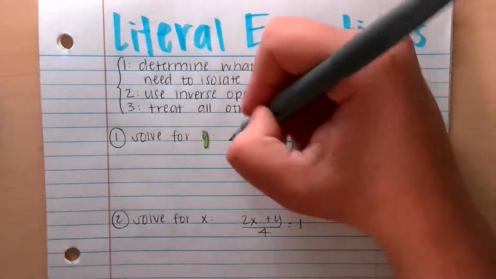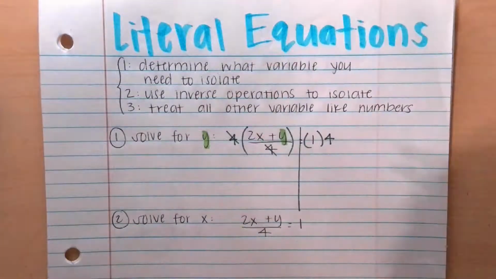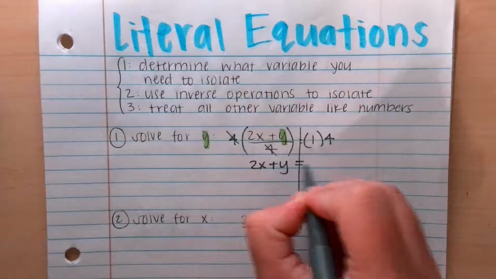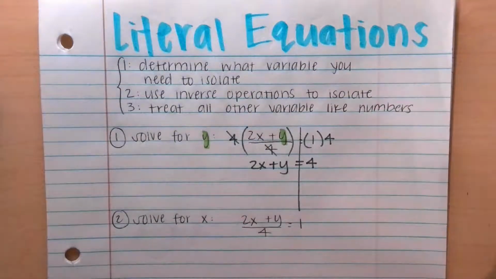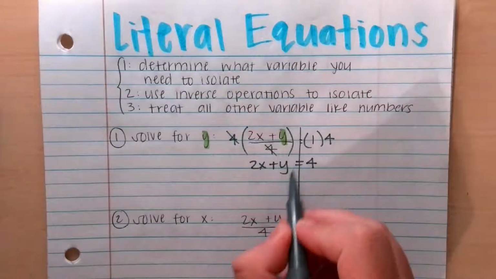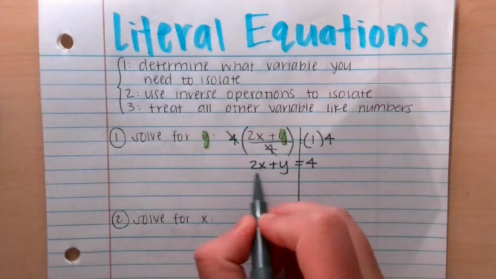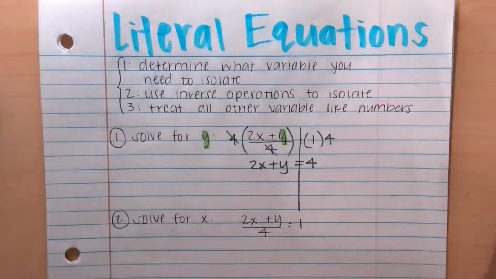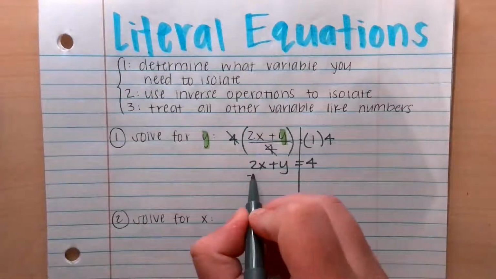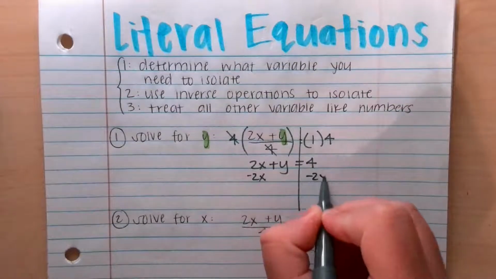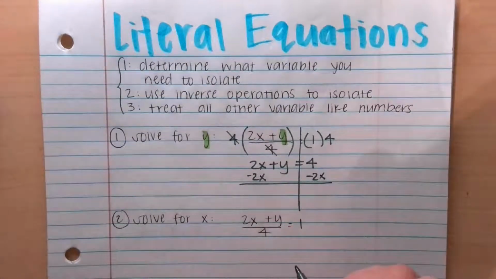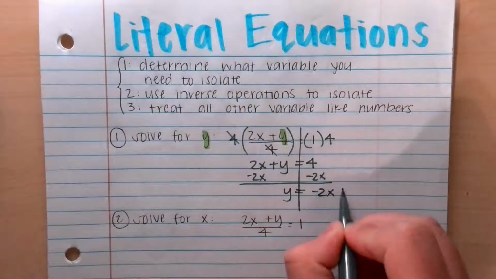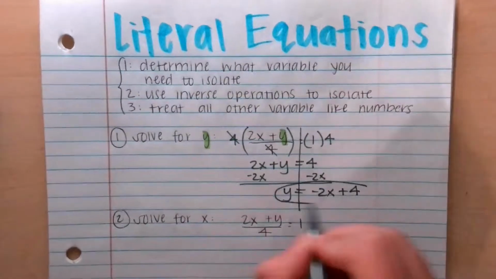Okay, so like this and that would cross off. So we're left with 2x plus y equals 4. Our next step in getting that y by itself is we want to get rid of this 2x. This is just a positive 2x, right? So to get rid of a positive 2x, we subtract 2x from both sides. So we get y equals negative 2x plus 4.